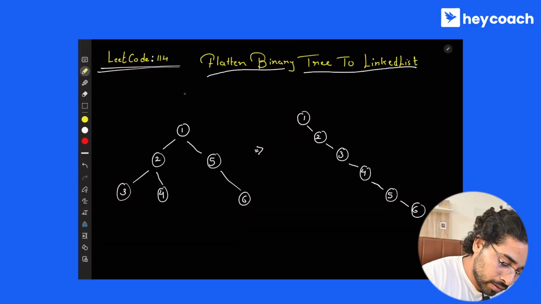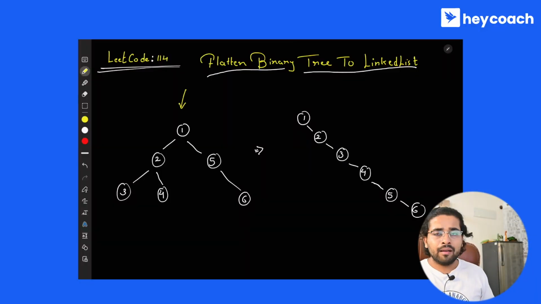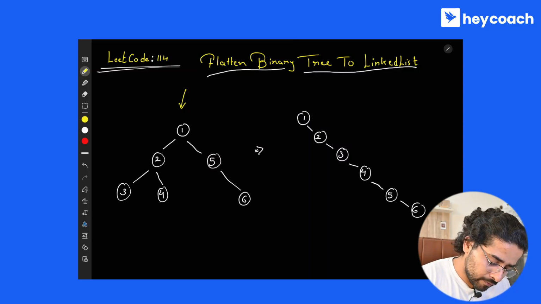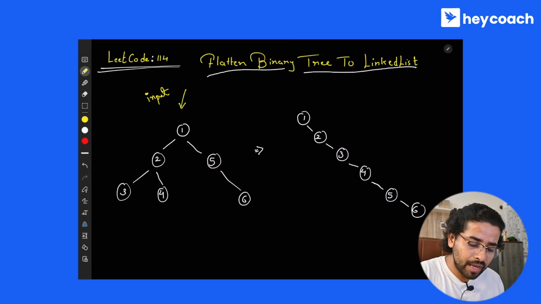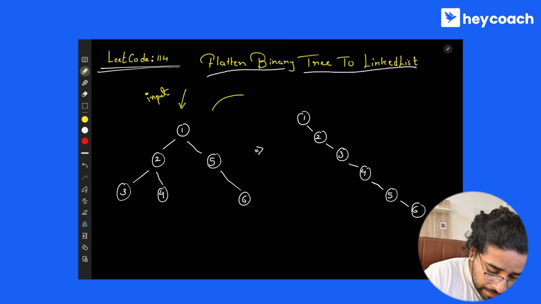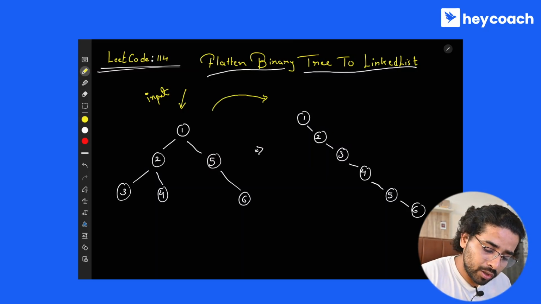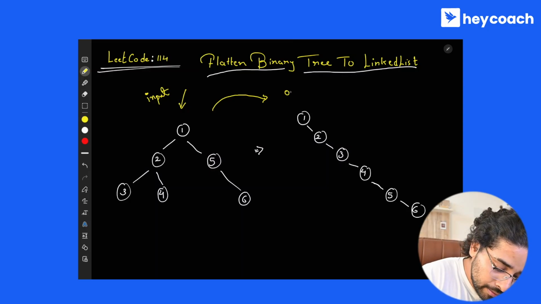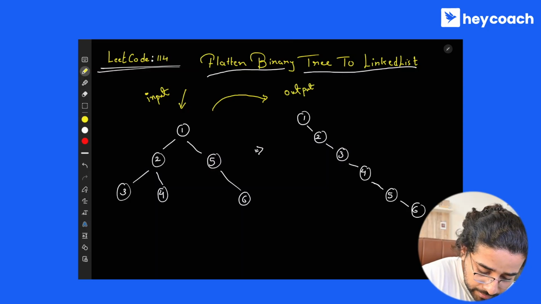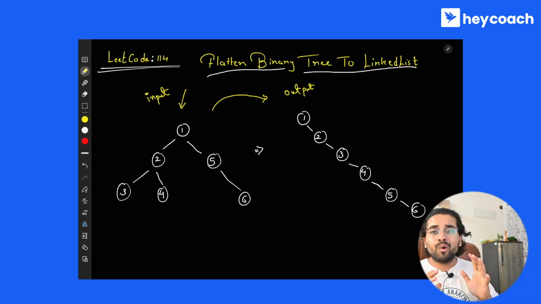In the question, a binary tree comes as input. This is our binary tree which came as input, and we have to convert this binary tree to a linked list, and our output looks like this. Now the question here is how we are going to manipulate this binary tree into a linked list.